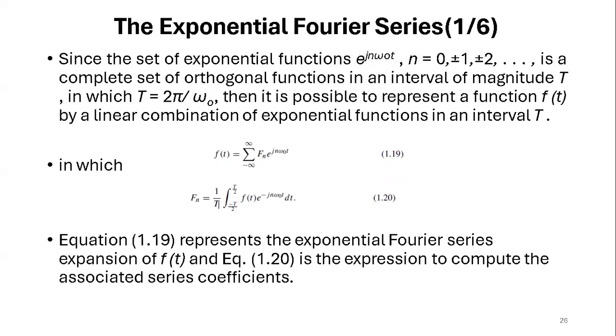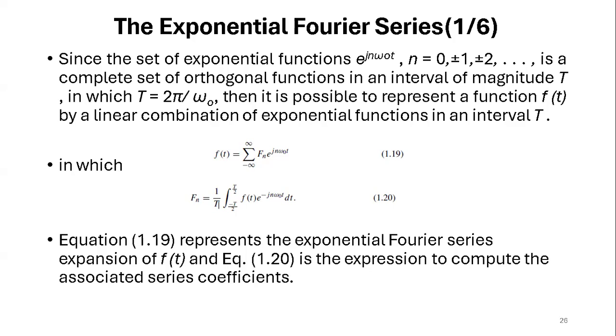Now the exponential Fourier series. Since the set of exponential functions e to the j n omega t, with n equal to 0, plus or minus 1, plus or minus 2, uses both positive and negative integers, whereas our previous topics used only positive integers. It is a complete set of orthogonal functions over the period of a periodic signal, where the time period T is equal to 2 pi divided by omega naught.